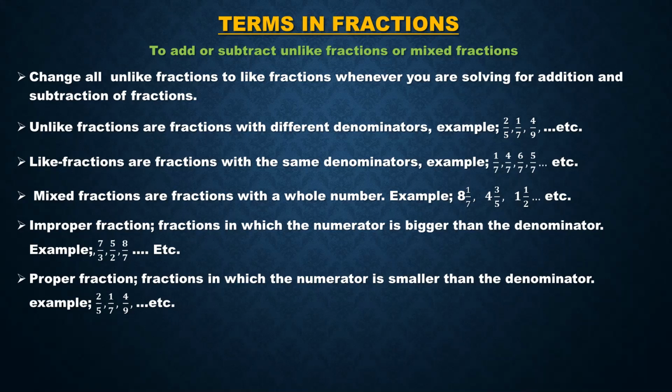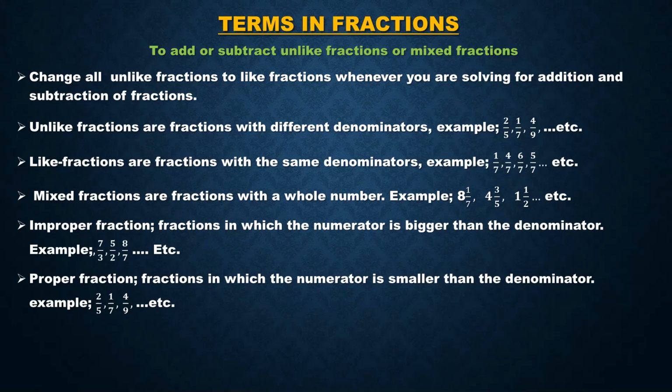Example is 8 whole number 1/7, which is a mixed fraction. Another one is 4 whole number 3/5. Another one is 1 whole number 1/2. So the whole number has been mixed with a fraction, so we call it a mixed fraction. A mixed fraction can also be changed to what? An improper fraction. So let's see this term here, the improper fraction.